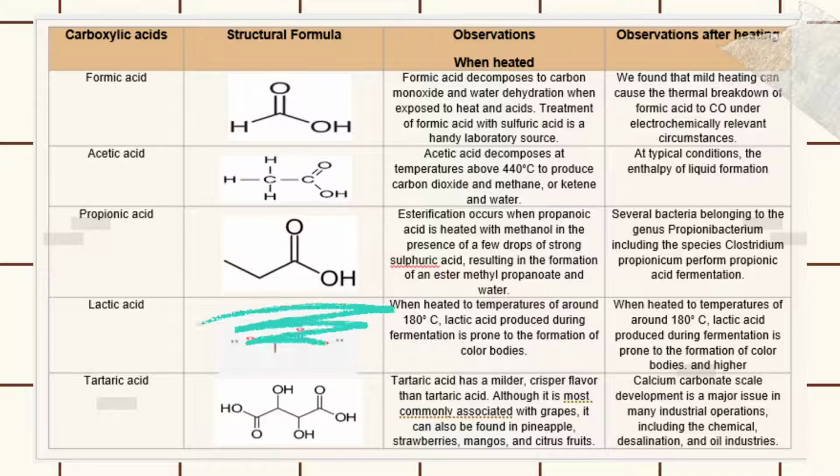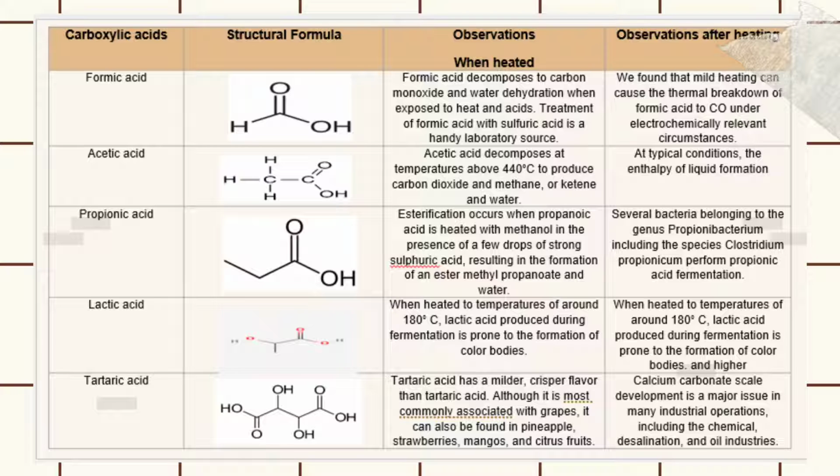Propionic acid, and this is the structural formula. Esterification occurs when propionic acid is heated with methanol in the presence of a few drops of strong sulfuric acid, resulting in the formation of an ester, methyl propionate, and water. Several bacteria belonging to the genus Propionibacterium, including the species Clostridium propionicum, perform propionic acid fermentation.